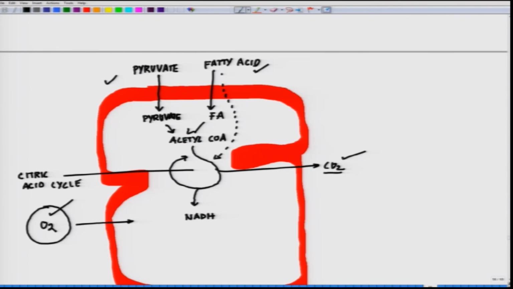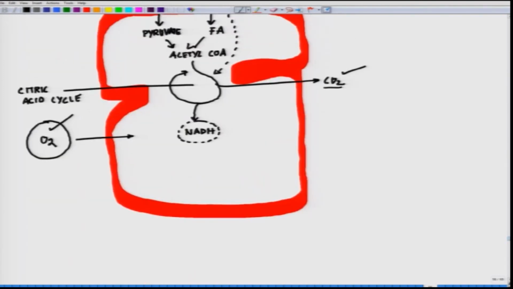Okay, which produces NADH. So, this is the product of the citric acid cycle. Now, what is happening to that NADH? In the process of oxidative phosphorylation, here the oxygen is coming and taking part in a phosphorylation process. In the process of oxidative phosphorylation, high energy electrons from NADH.